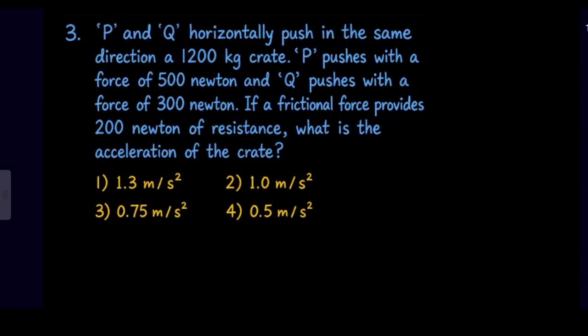Frictional force provides... Friction force, you just remember, is nothing but opposition for the movement of the body. So if the body is moving in one direction, the frictional force is in the opposite direction. If the friction force provides 200 newtons of resistance, what is the acceleration of the train?